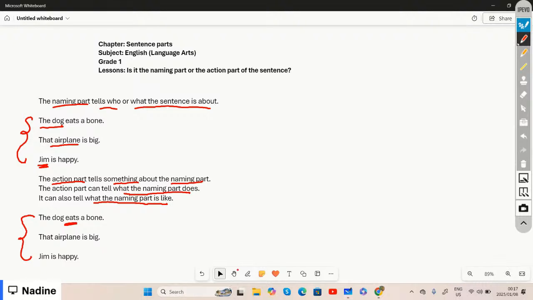The next one says the airplane is big. So the airplane is big. We need to identify the action part within that sentence. The airplane is big. It either tells us the action, or it tells us what the naming part is like. Either what the naming part does or what the naming part is like. The airplane is big.